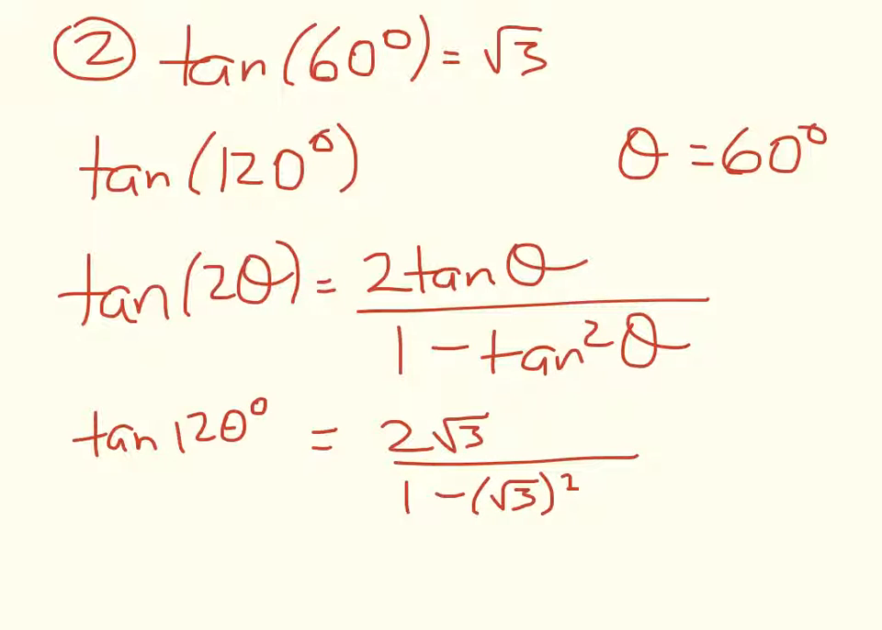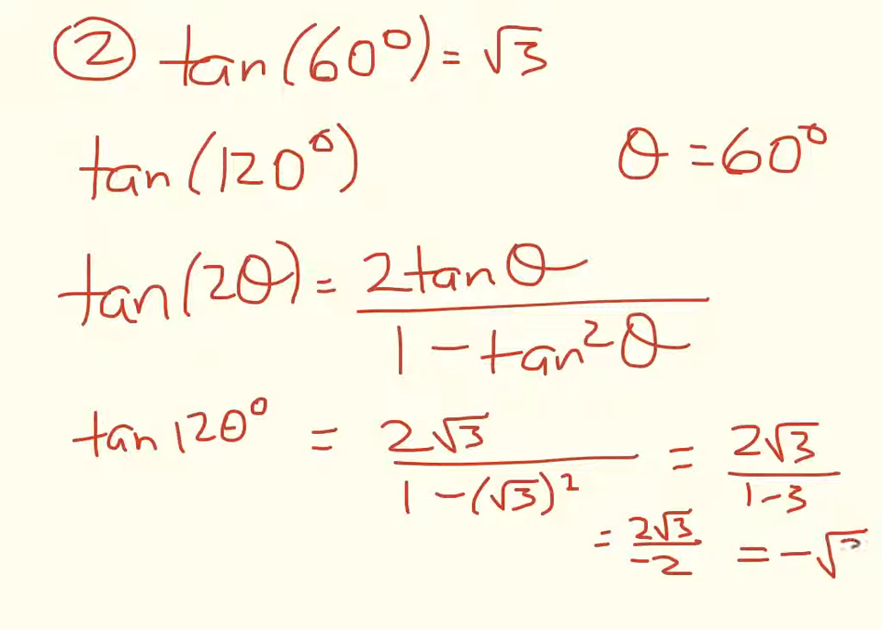Now I'm going to squish this in here. So we get 2 √3 over 1 minus 3, which is 2 √3 over negative 2. Right, so please don't do your working like this. It's horrible. Equals negative √3. There you go. That's that one done. On to question 3.